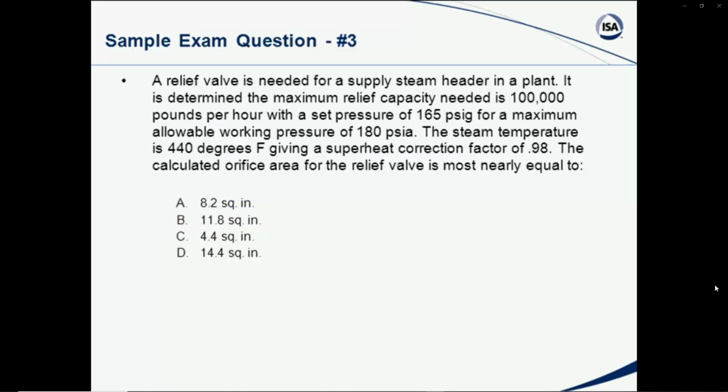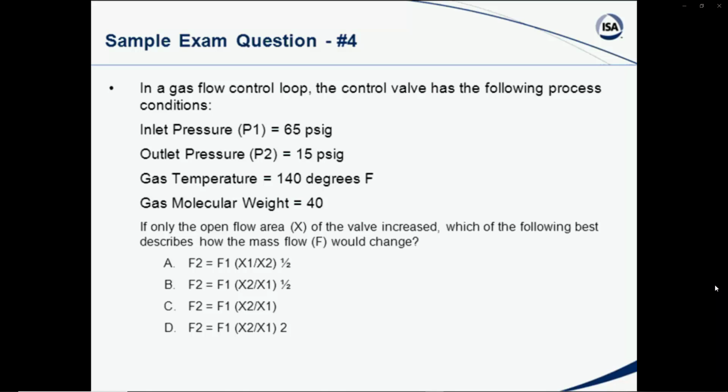And then finally we have one more sample problem today. In a gas flow control loop, a control valve has the process conditions of 65 and 15, 140 degrees F, gas molecular weight 40. Then they lay out a purely theoretical situation: if only the open area of the valve X increased, how would the mass flow change? In other words, everything else remains constant, temperatures, everything else. All you do is change the area, and you're looking at mass flow. And we got four answers here.